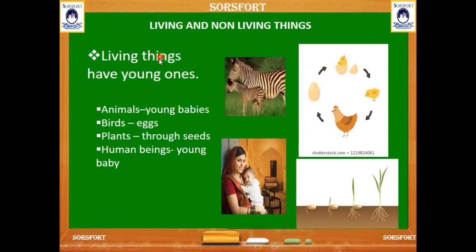Living things give birth to young ones. Here is an example of animals, birds, plants and human beings. Let's see one by one. Human beings give birth to a young baby, and the animals give birth to young animals. Birds reproduce through laying eggs. Here is the example of a hen. The hen lays eggs and a small chicken comes out from the egg and grows into a hen.